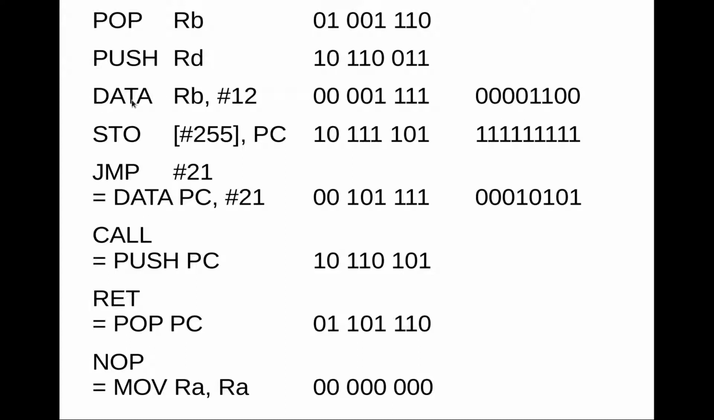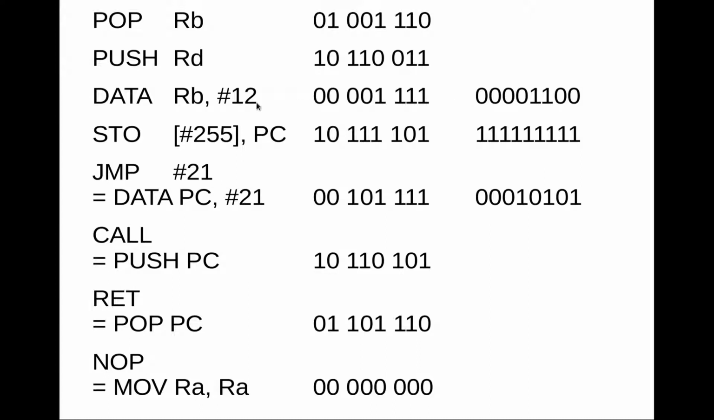Then we had this data instruction here, which loads an immediate value embedded in the program into a register. That is actually a move instruction. And so the destination register is the B register, which we encode as 0, 0, 1. But then the source register isn't any of the actual registers on our computer, but is in fact this special value 1, 1, 1. And that allows us to encode the fact that we want to get the value not from a register, but from the next byte in the program.